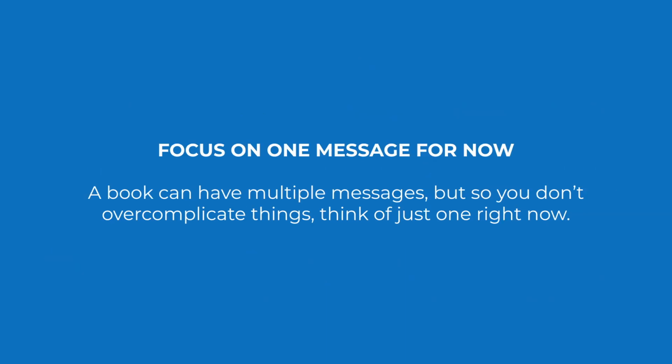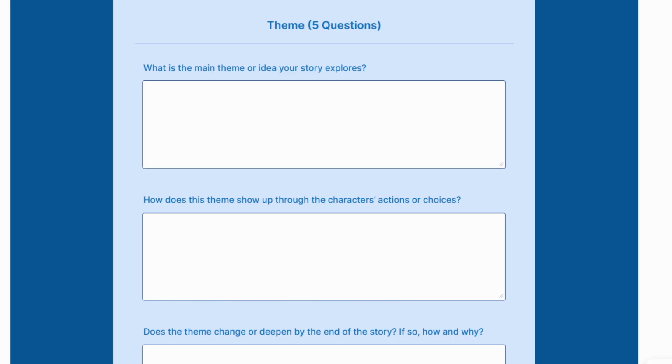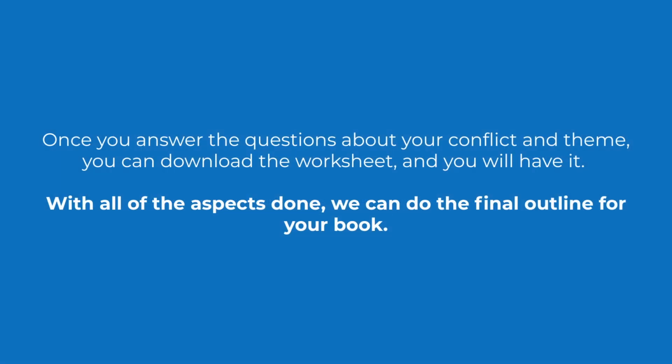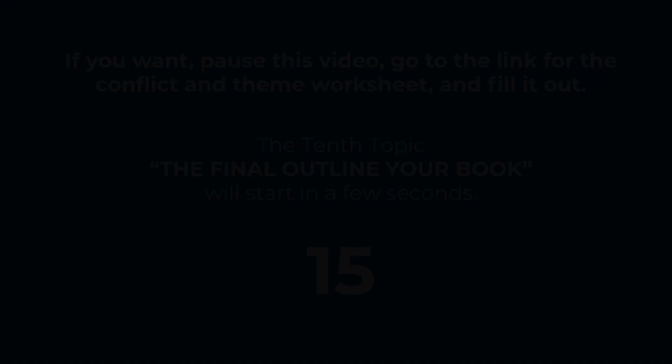A book can have multiple messages, but so you don't overcomplicate things, think of just one right now. And to help you, you can answer the last questions on the worksheet and develop that theme that readers can gravitate to and understand as they read your book. Once you answer the questions about your conflict and theme, you can download the worksheet and you will have it. With all of the aspects done, we can do the final outline for your book.